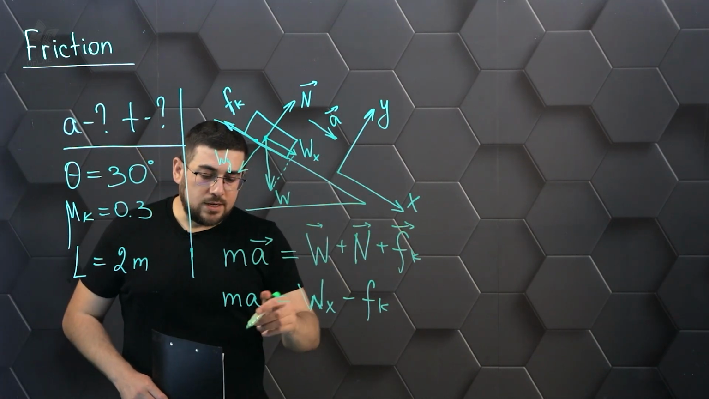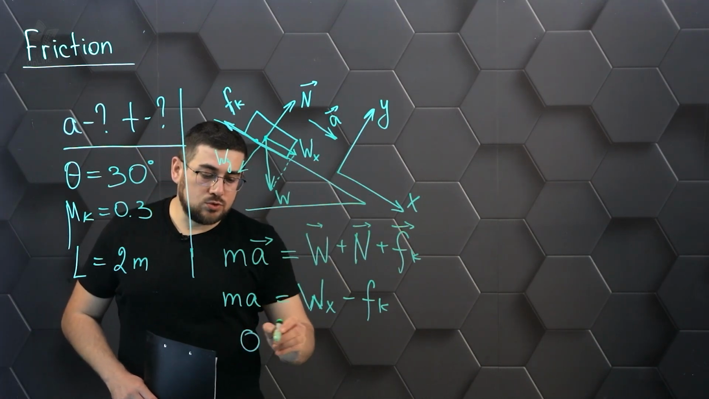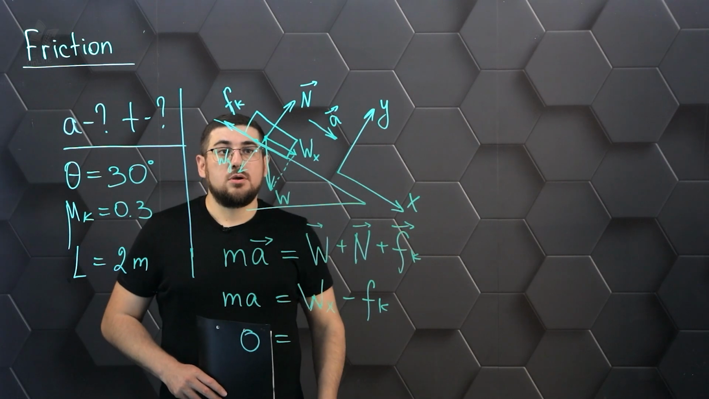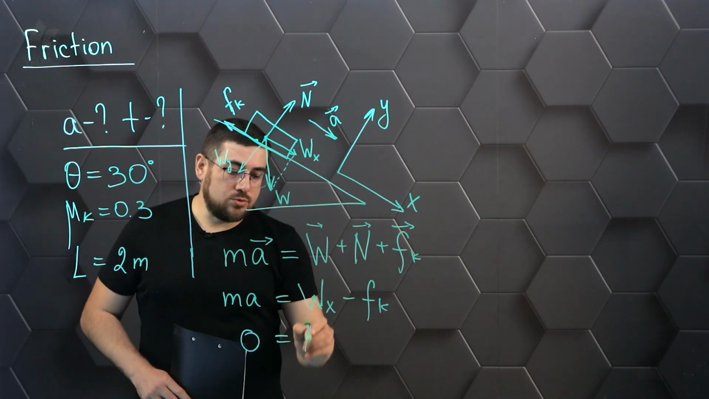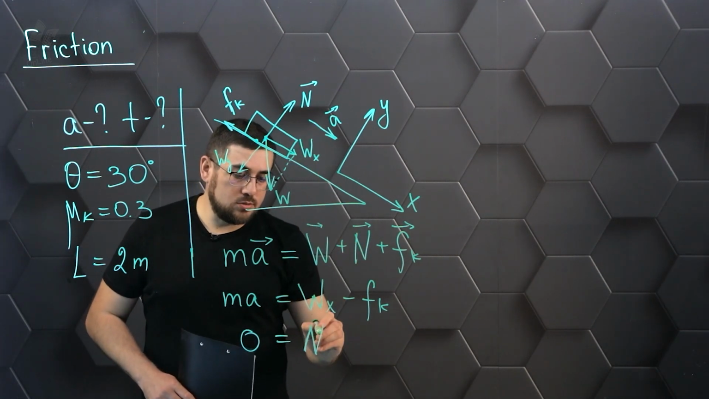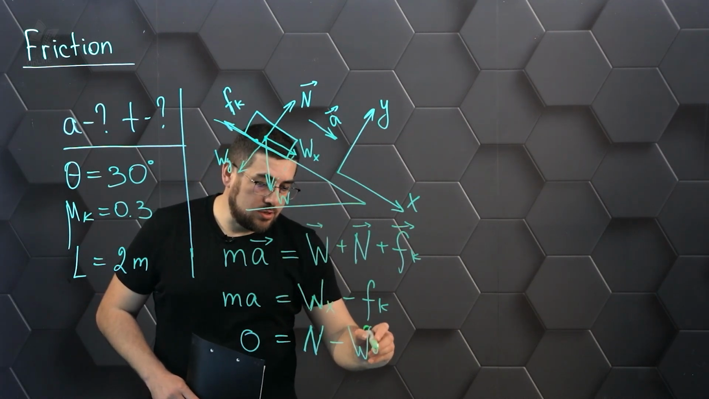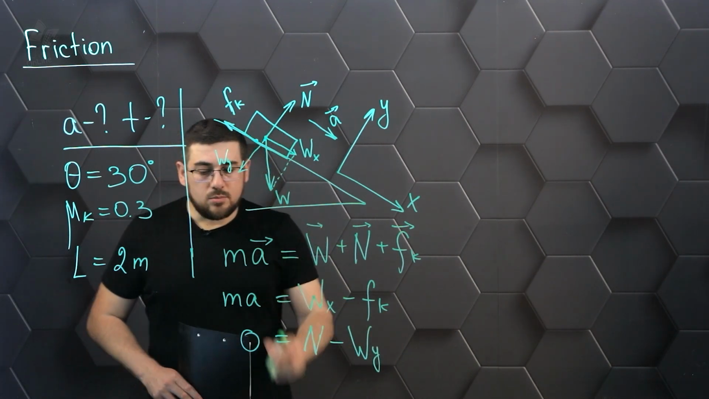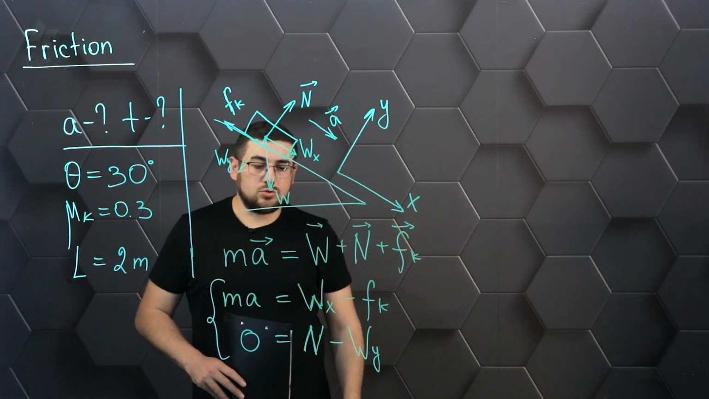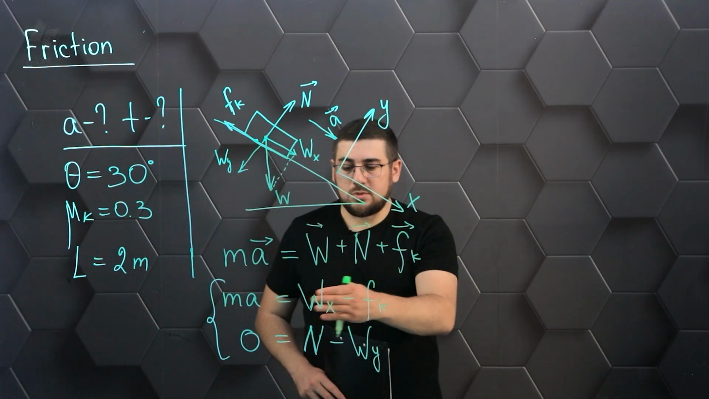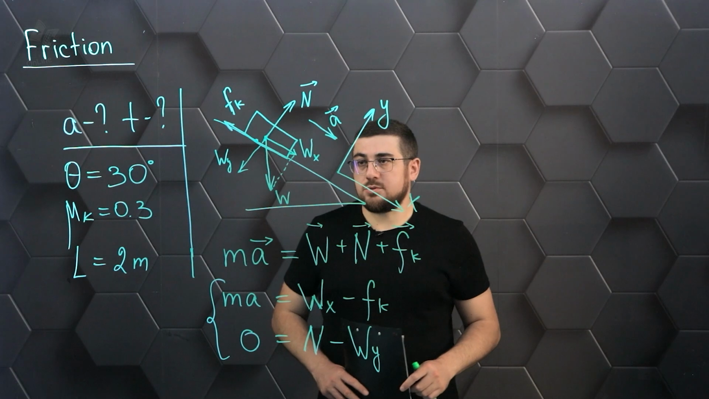Further, what is obtained along the y-axis? There is no acceleration along this axis, and we see that the support reaction force has a positive sign of its component, and the gravity component along the y-axis has a negative sign. We get a system of 2 equations, which we need to solve. For this purpose, let's describe as much as possible what we can describe here.